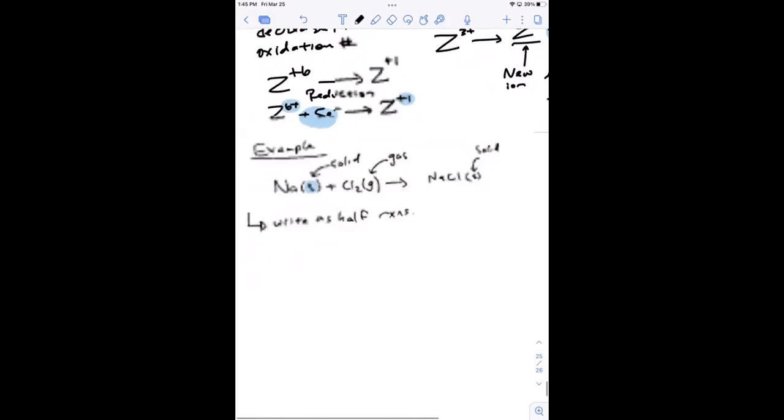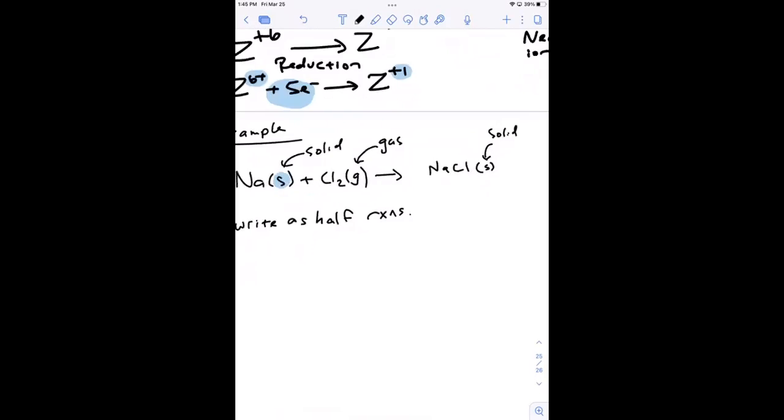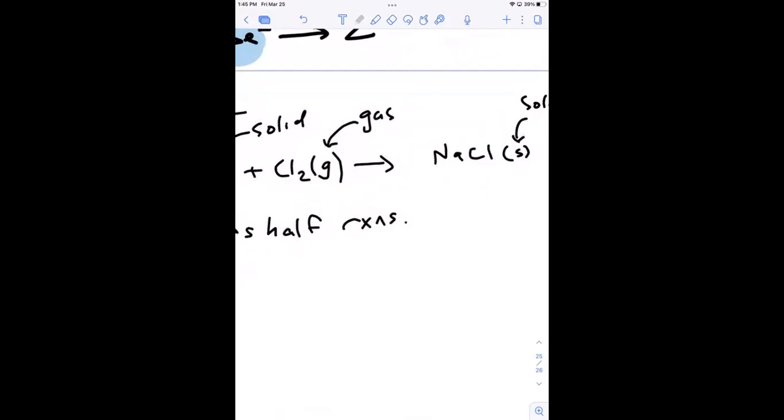Right. But if you look at it, it's not balanced because there are two chlorines on the reactant side and there's only one on the product side. So we need to balance that. So let's balance the chlorines. If we put a 2 here.